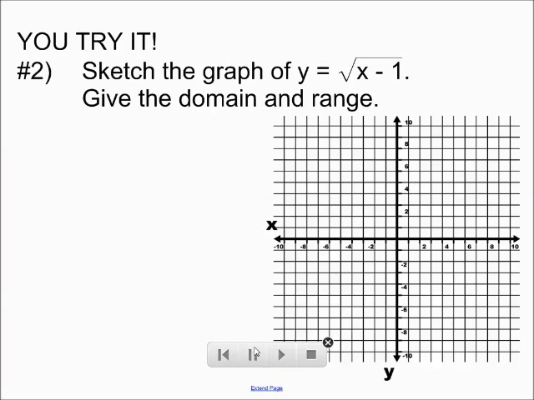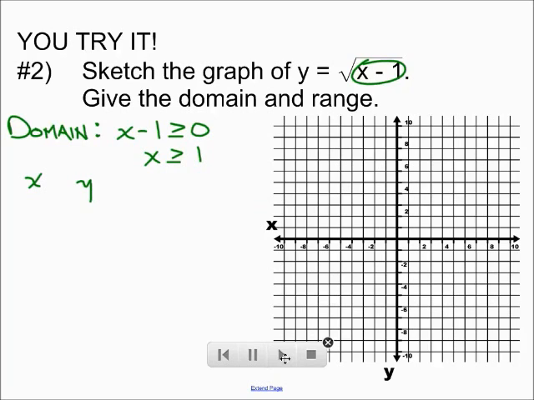Give this one a shot. Again, press pause. When you press play, I'll have my solution for you. All right, a little bit more to think about when you do the domain of this one. It's x minus 1 is greater than or equal to 0. Solve that and you'll get x is greater than or equal to 1. So those are the only inputs you can use, 1 and up.